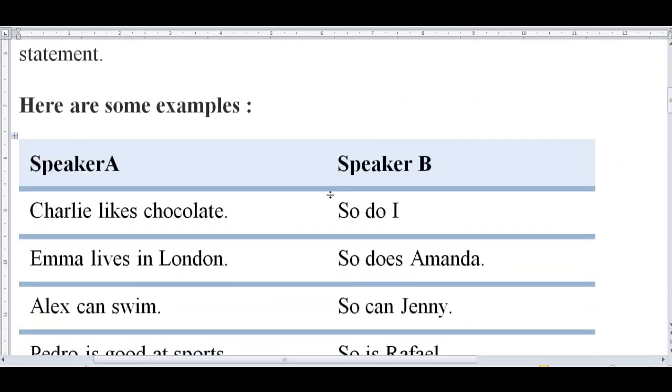Let's see some examples here. We have a speaker A and we have a speaker B. Cherry likes chocolate. So do I.